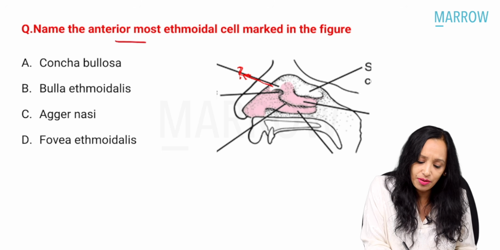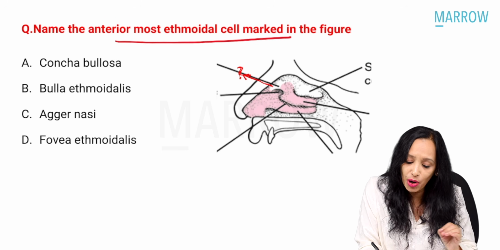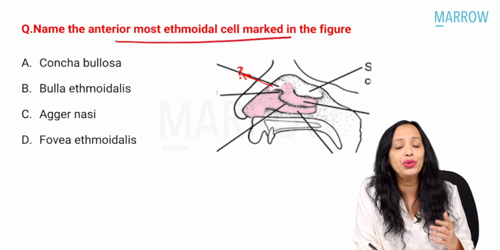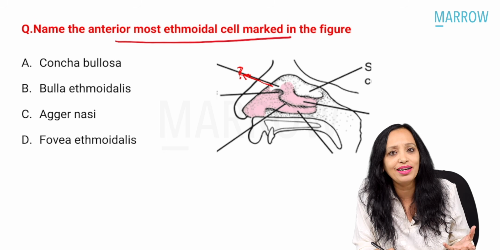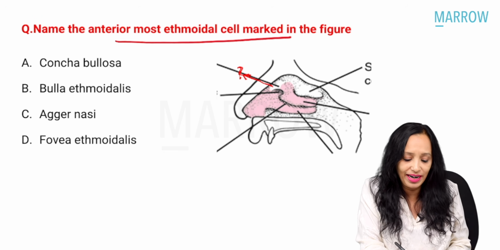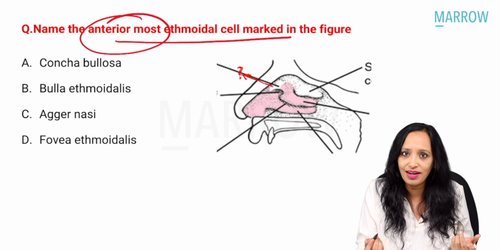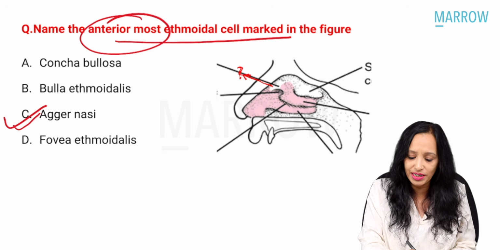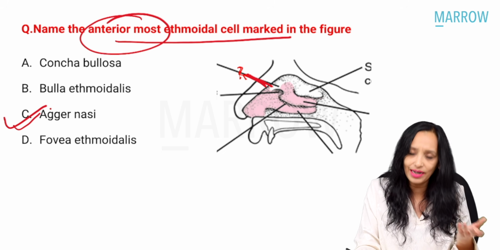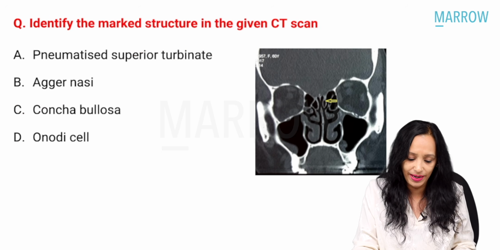Name the anterior most ethmoidal cell marked in the figure. Do you even need a figure to mark that? Because it is already written anterior most. Anterior most is A for anterior most, A for agar nasi. Yes, so you already know the answer, but yes, what is marked is this. Yes, that is the site for agar nasi.